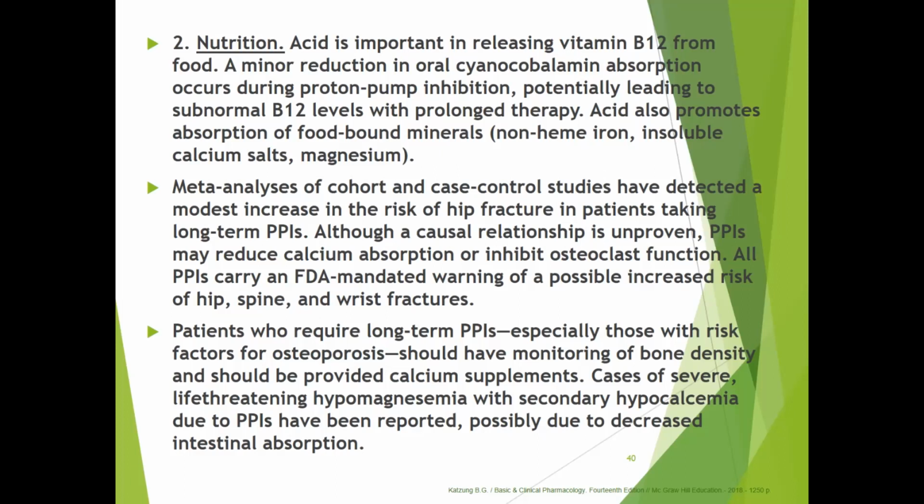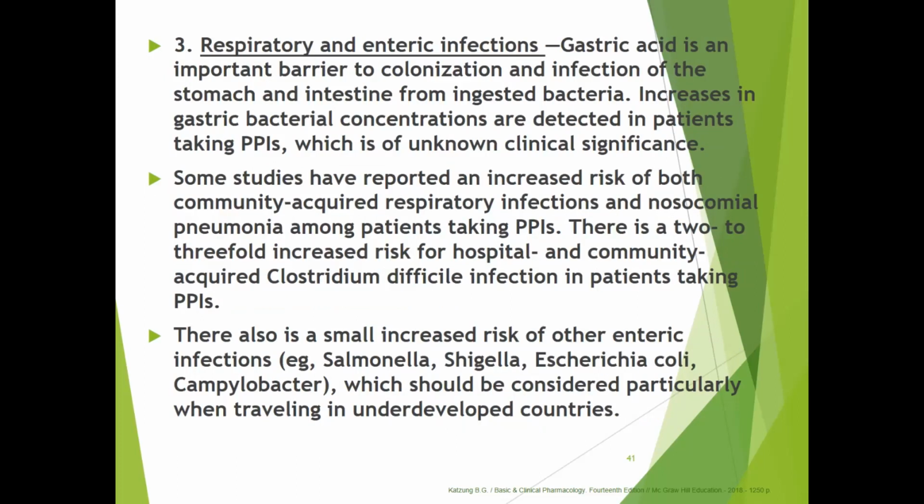erythropoiesis. Classic symptoms of hypochromic anemia. Patients who require long-time PPI therapy, especially those with risk factors for osteoporosis, should be monitored for bone density and should be given calcium supplements. Cases of severe, life-threatening hypomagnesemia with secondary hypocalcemia due to PPIs have been reported, possibly due to decreased intestinal absorption.